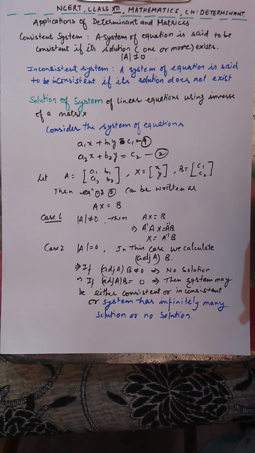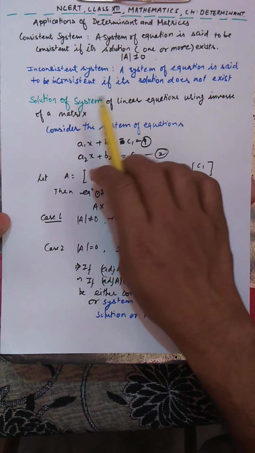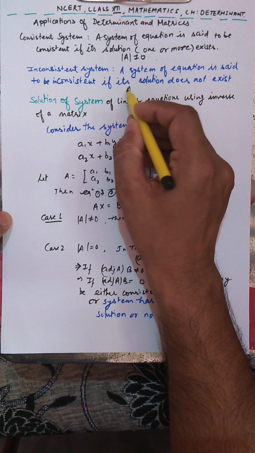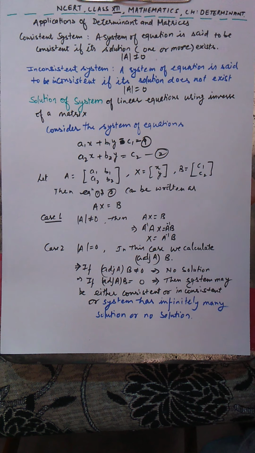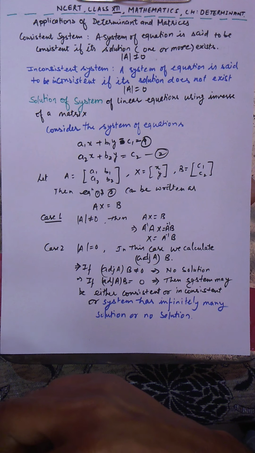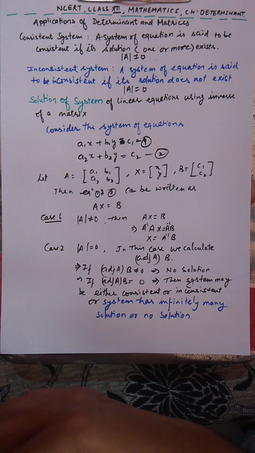Now inconsistent system: a system of equations is said to be inconsistent if its solution does not exist, or you can say that if determinant of A is equal to 0, then the solution of the system of equations does not exist. Okay, now come to the solution of system of linear equations using inverse of a matrix.